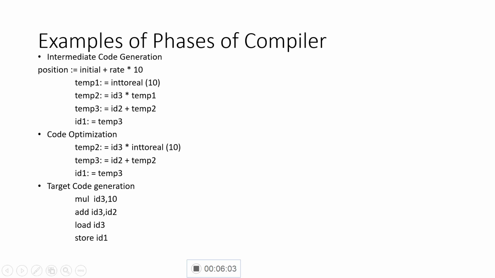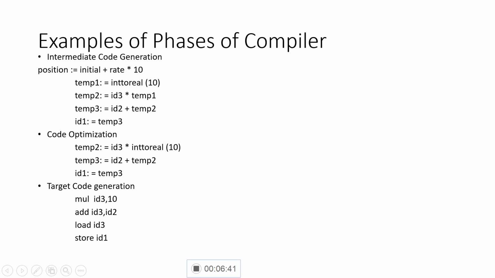So that is integer to real, that will be assigned in the temporary variable temp1. Then next it is going to do the multiplication operation, that is rate star 60. This rate star 60, according to our syntax tree, that is our parse tree, it is an id3. So id3 into temp1 will be stored under the temp2 variable. This rate star 10 value is stored under the temp2 variable, and here our initial is id2. So id2 plus this temp2 will be stored under the temp3, and the whole temp3 will be stored under the position. Here our position is going to be the id1.